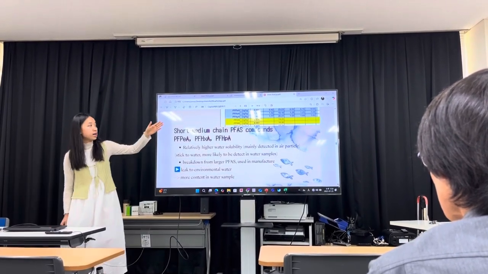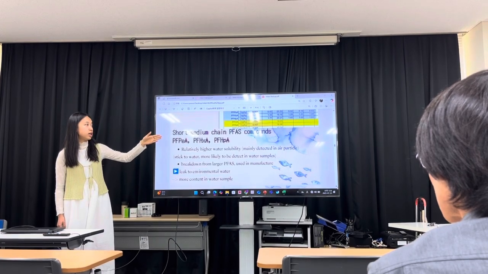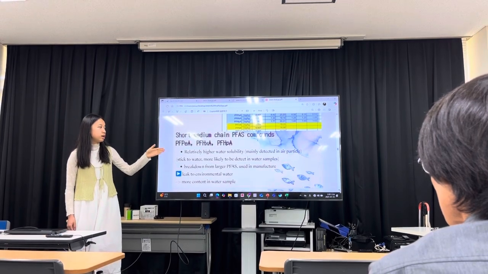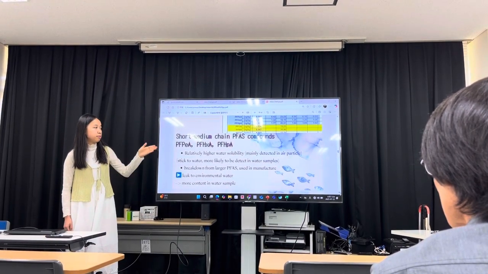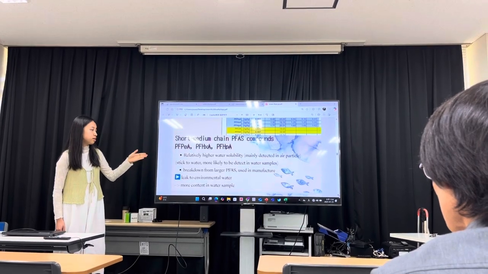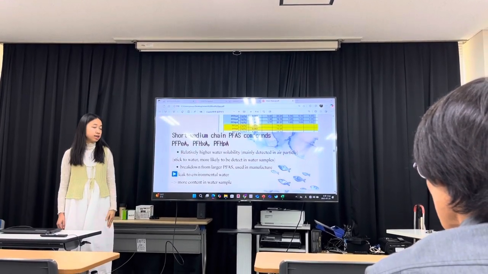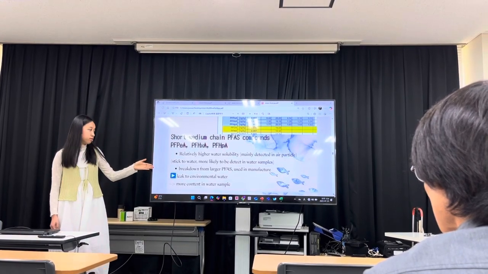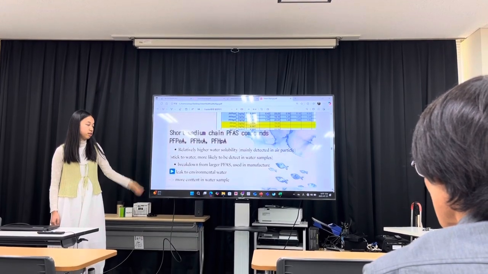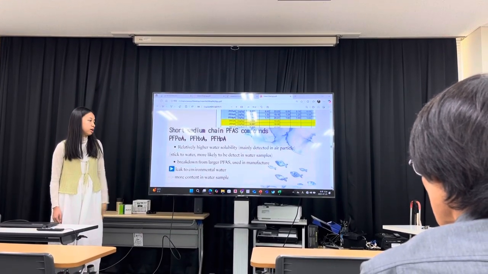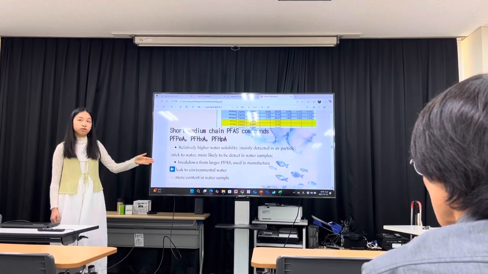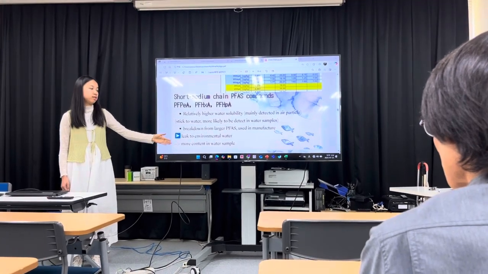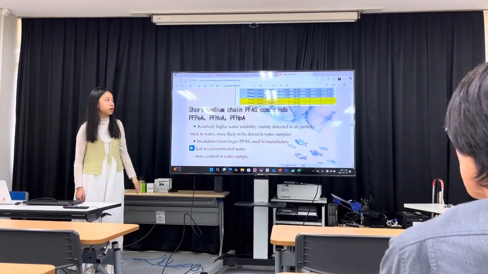For the blue highlighted ones, these three are short to medium chain PFAS compounds. These three have relatively higher water solubility, so they are mainly detected in air particles because they stick to water, and are more likely to be detected in water samples. Also, they are a breakdown product of larger PFAS used in manufacturing. Because of their water solubility, they leak into environmental water easily, causing more content in water samples. As you can see, it's relatively higher.